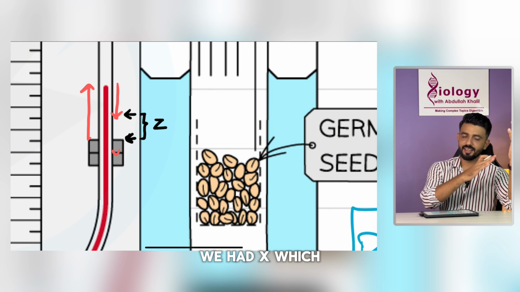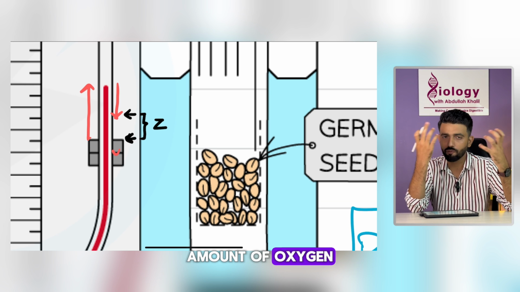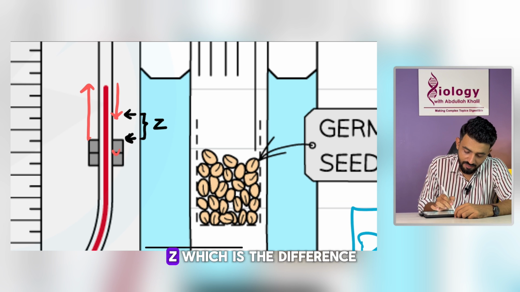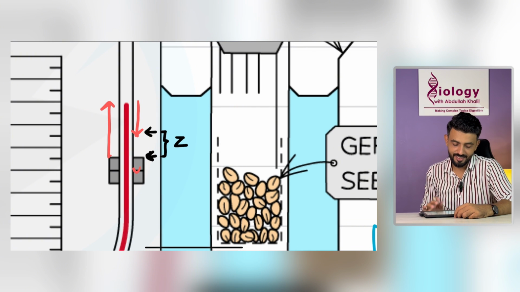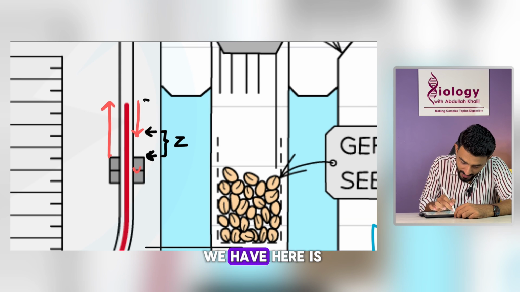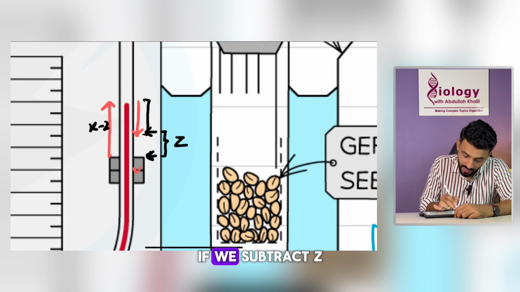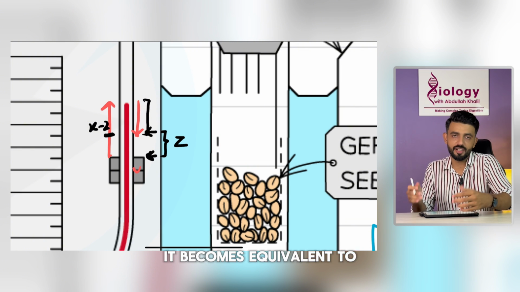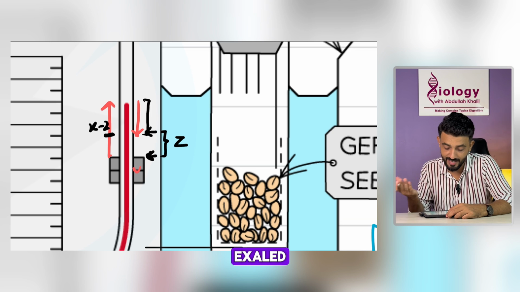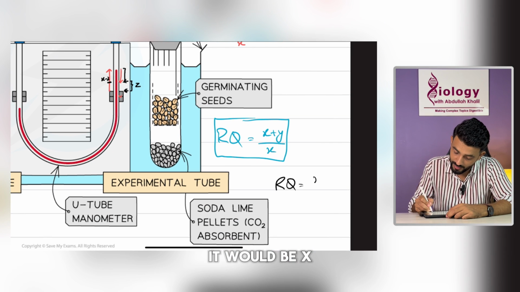So we had X, which was the amount of air, the amount of oxygen. And now we have Z, which is the difference. How do we calculate carbon dioxide in this case? Obviously, the carbon dioxide which we have here is X minus Z. If we subtract Z from X, it becomes equivalent to the amount of carbon dioxide exhaled. So in this case, if we have to calculate the RQ value, it would be X minus Z upon X.